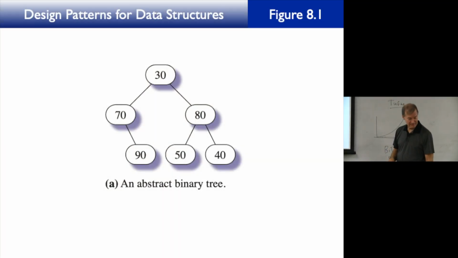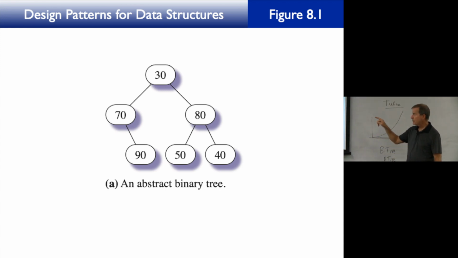Okay, so figure 8.1 is an abstract binary tree. The top node is called the root, and then the 30 has a left child, and the left child has a root of 70, and it has a right child, and the right child has a root of 80. And each one of those is a binary tree. This is the way a binary tree looks abstractly.